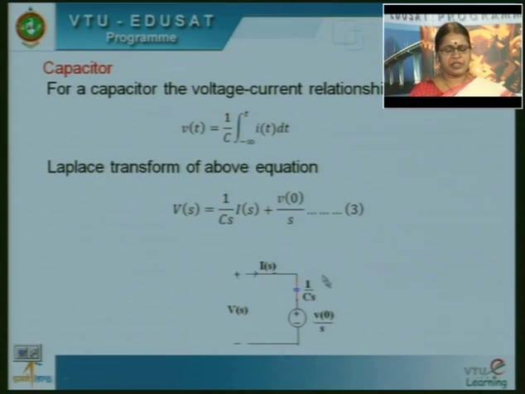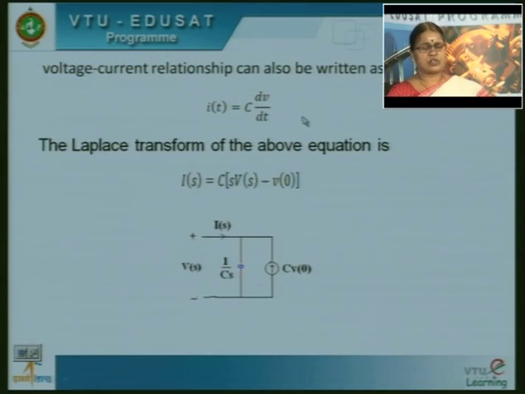A capacitor can be represented by an element having an impedance 1 by Cs in series with a voltage source whose value is given by the initial value of voltage across the capacitor divided by S. We can also draw another equivalent circuit, a parallel equivalent circuit in S domain. The current flowing through the capacitor can be expressed in terms of voltage across the capacitor: I(t) is equal to C into dV by dt.